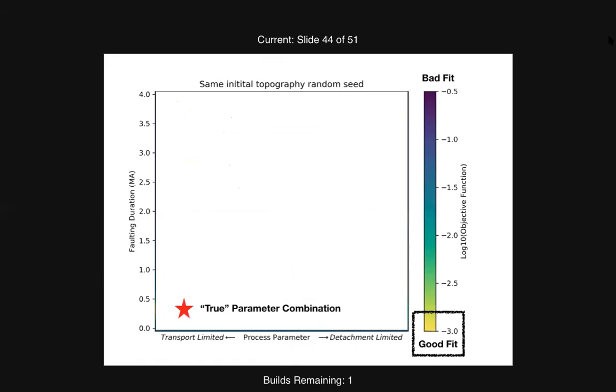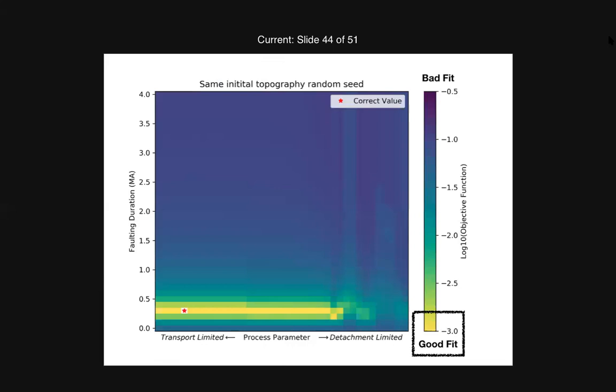What we're now going to do is look at some results. This red star is going to show us the true parameter calibration, and I'm going to reveal the colors back here. If we can perfectly recover the information about our system, we should see a yellow blob right here near this red star. What you end up seeing is this.